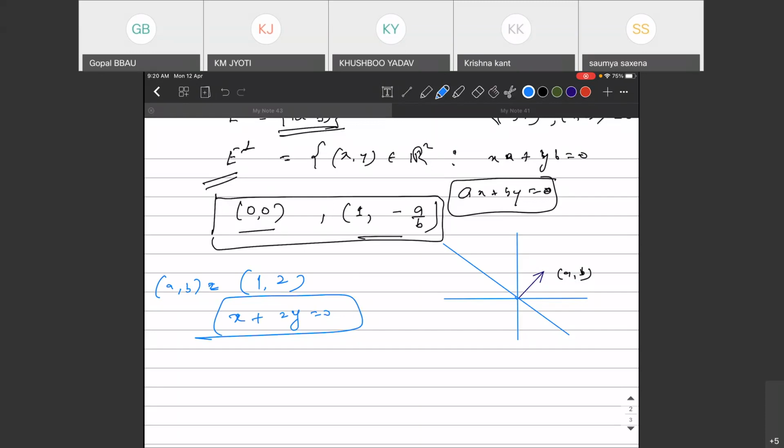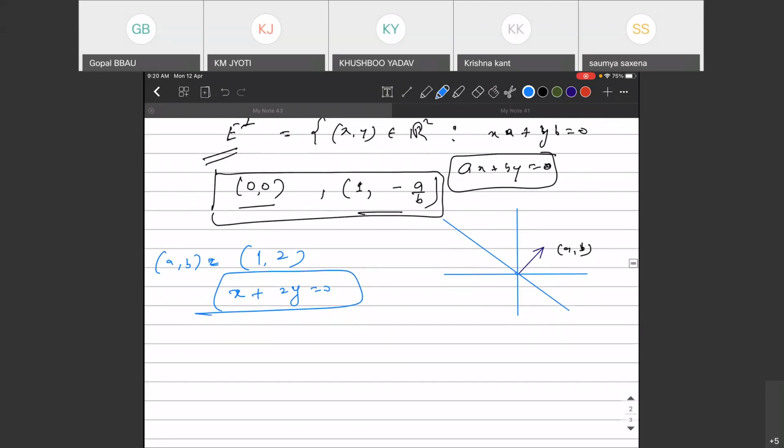So see, whenever you have a vector, you are getting this E perp as a subspace. E perp is a subspace of X. And here something is called complement. If you see the definition, it is the orthogonal complement of it. Why is it a complement? Because you will see later.